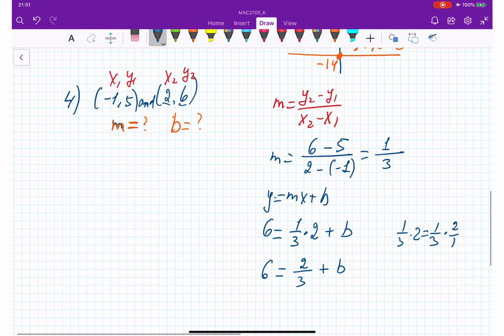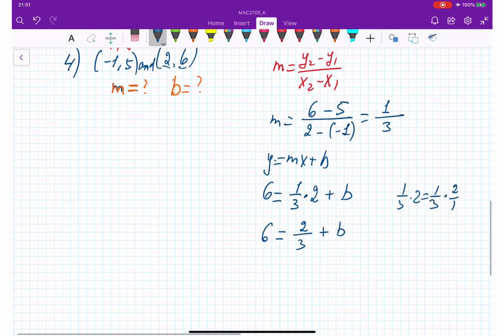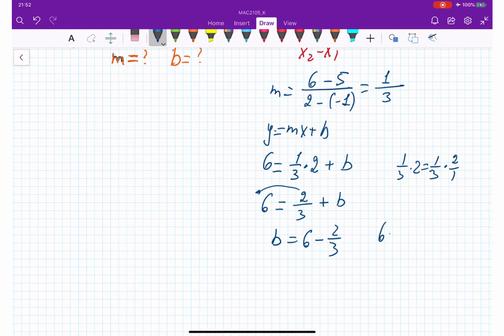Okay, so b is going to be equal, so move 2/3 here, it's going to be equal 6 minus 2/3. So 6 minus 2/3, I'm going to subtract. I'm going to borrow 1 from this 6, which is going to be 5, and 3/3. Go to basic math and open addition and subtraction of fraction. You will find here 5 and 3/3 minus 2/3. So it's going to be 5 and 1/3.